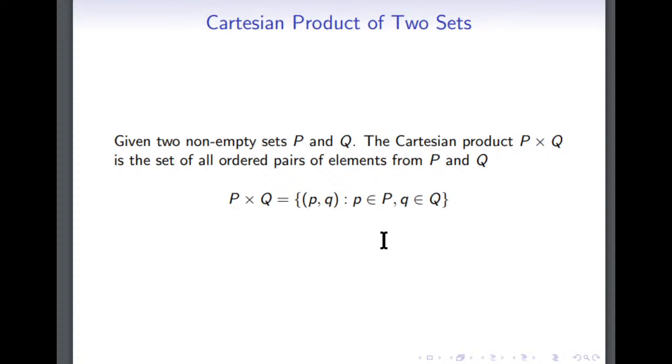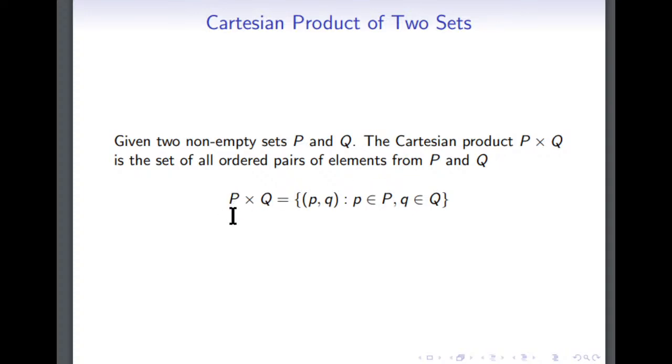What is the Cartesian product of two sets? Let's take the definition. Given two non-empty sets P and Q, the sets must be non-empty, the Cartesian product, represented by P multiply Q, is the set of all ordered pairs of elements from P and Q. What does it mean? We will see it further.